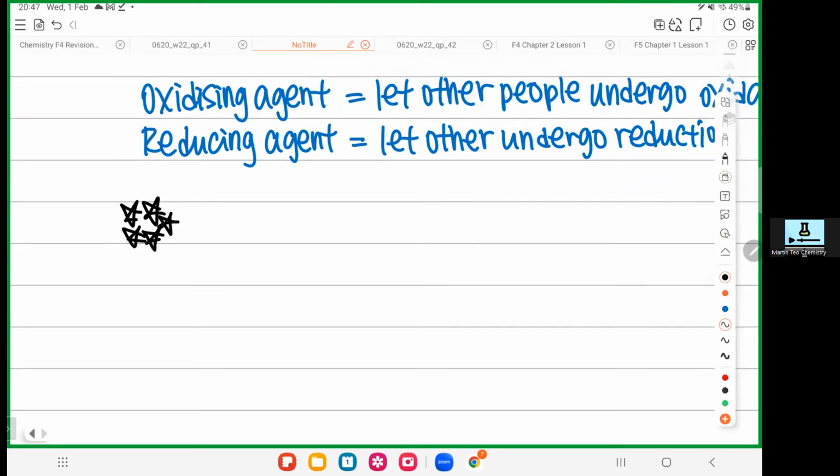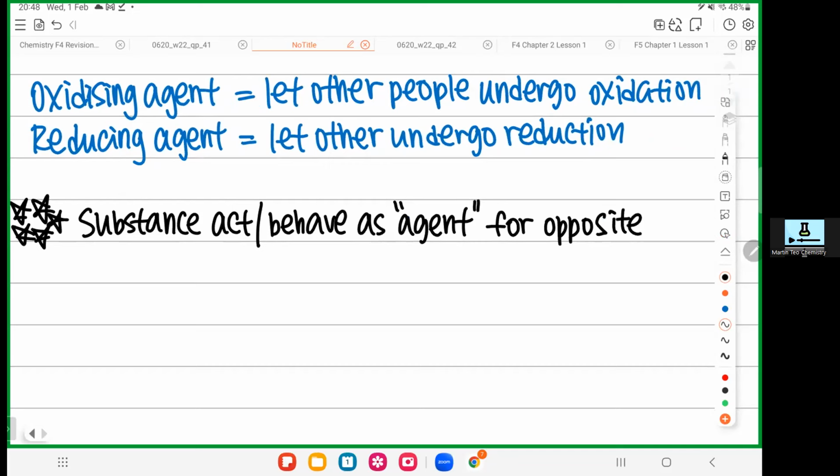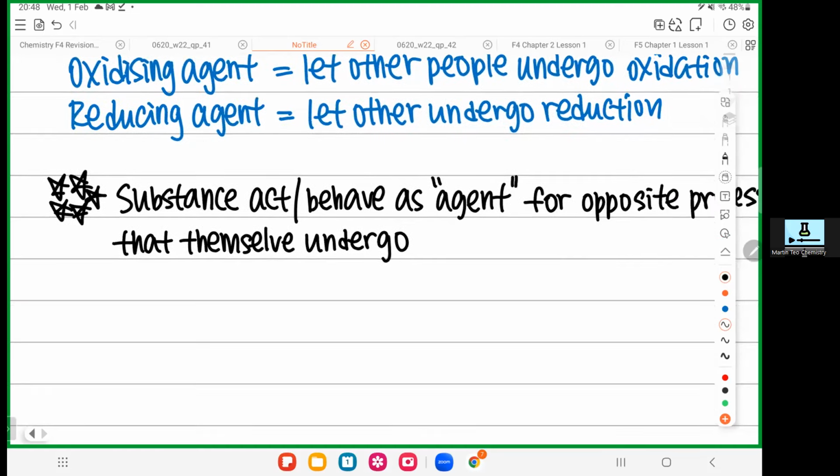Okay, when you come to chemistry, you need to understand that all the chemical substances will always act or behave as the special agent for the opposite process that they themselves undergo. Okay, this will be very, very tricky. So you will be the agent for the opposite process that you yourself undergo.